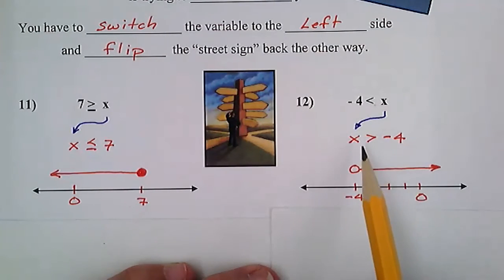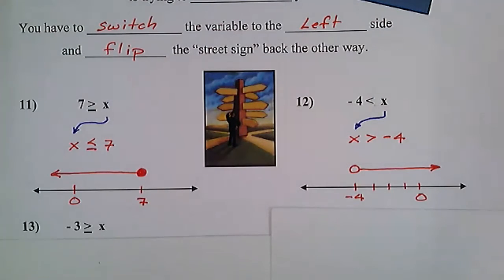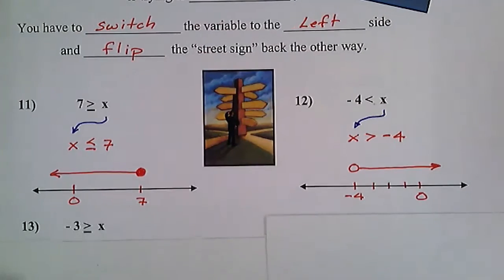It's an open circle because we don't have an equal sign, open circle, and we're going to draw it to the right. Okay. All right, let's try a few more here.